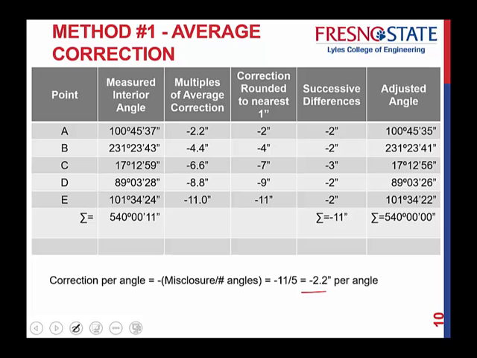If you only had 11 seconds, obviously we can't apply that evenly. Our instruments only measure to the nearest second, so we can only go to that. One trick is to create a table of the multiples of the average correction. The first one is minus 2.2 at B. Right here you have minus 4.4, so twice the error, then 3 times the error, 4 times, and 5 times the error. That's just a simple thing to be able to do.